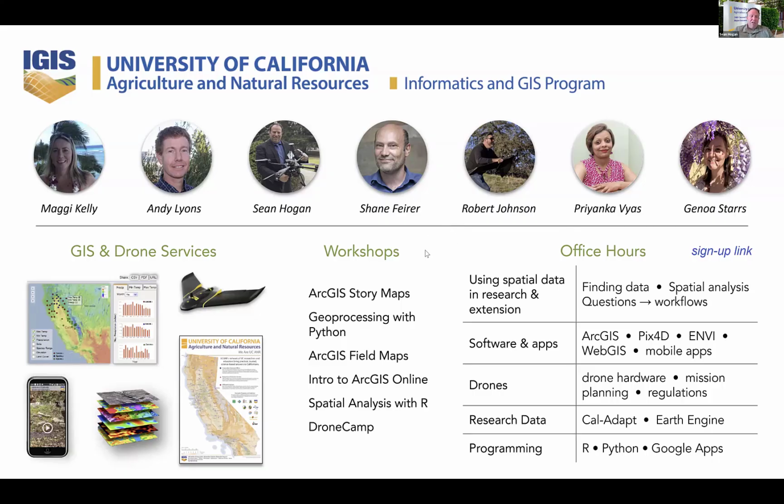If you go to, and you might have already done this to find this workshop, the UCANR-IGIS webpage, there's a workshop list. We have that rolling out on a periodic basis where we'll put up some for the fall, and then we'll put some up for the spring, and we'll do that throughout the year.